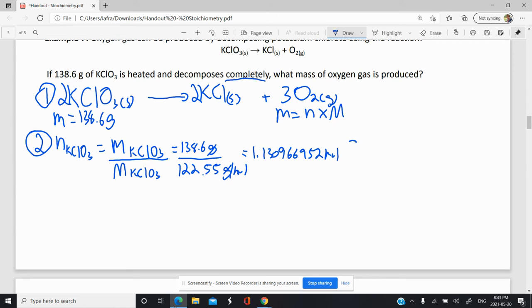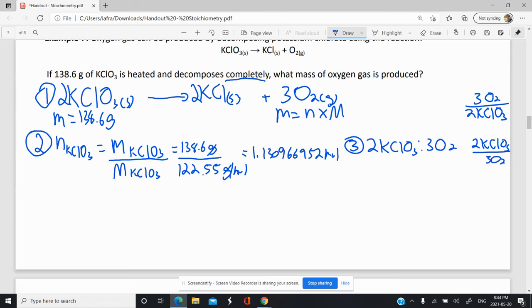So now we can use those moles to find the moles of oxygen. But first, let's make our mole ratio between the potassium chlorate and oxygen, because we're trying to find oxygen. So we know there's 2 potassium chlorates for every 3 oxygens. You can also write that as a fraction form. So for every 2 potassium chlorates, you have 3 oxygens, or you can write it for every 3 oxygens, you have 2 potassium chlorates, whether it be molecules or moles.